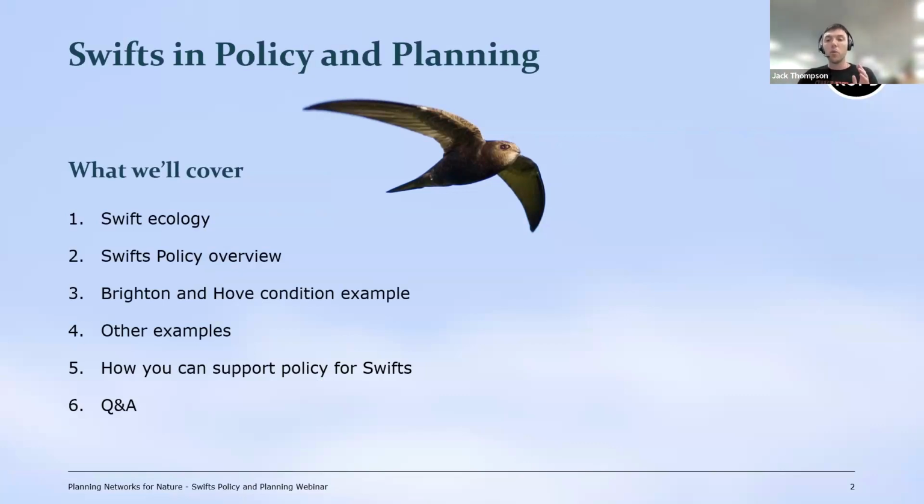We'll have an overview of Swift policy covering things like the debate in Parliament last year and where this puts us currently. We'll then move on to the Brighton and Hove condition, what it encompasses and how we got there. I'll also cover very briefly some of the other examples that we're aware of across the country that just provide some useful context. And then after packaging together all the info from the previous topics, we'll run through how you can support policy for swifts within your own local authority. And finally, we'll end on a Q&A session.